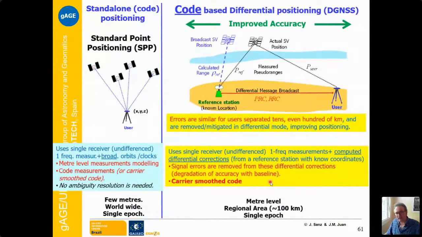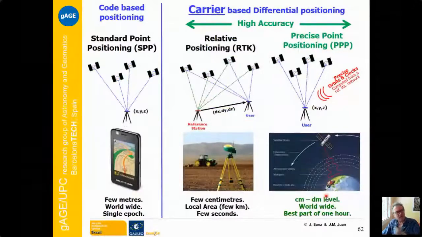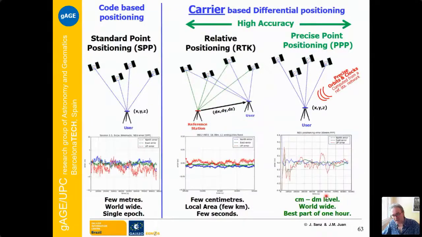And we use carrier smoothed code. Meter level, regional area up to 100 kilometers, single epoch. Last one, the highest accuracy is with carrier phase.